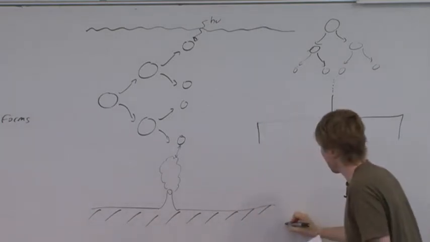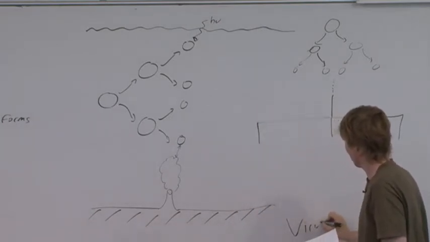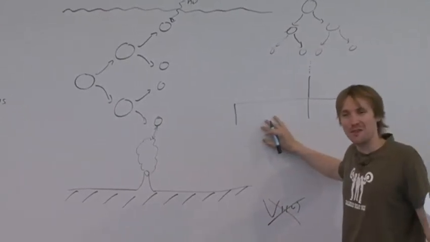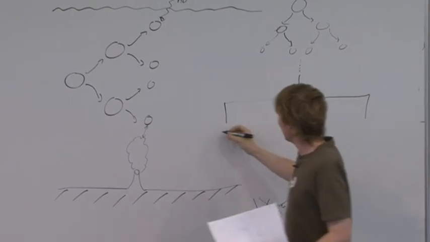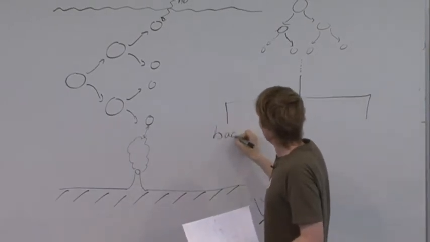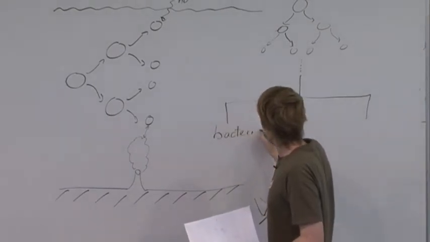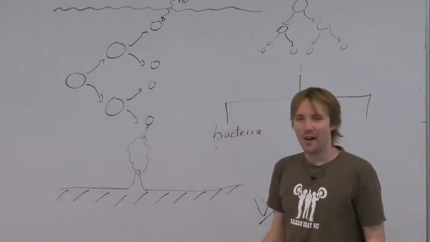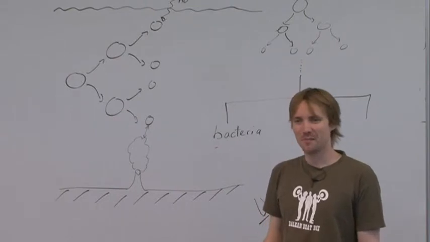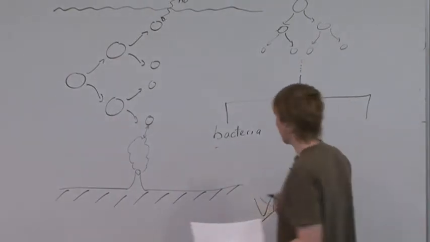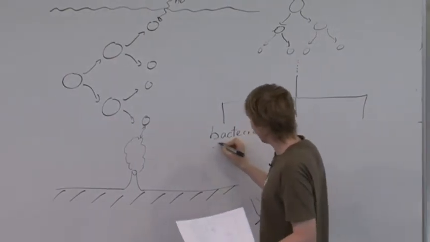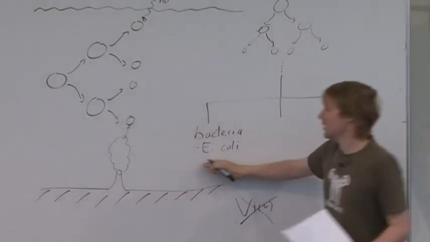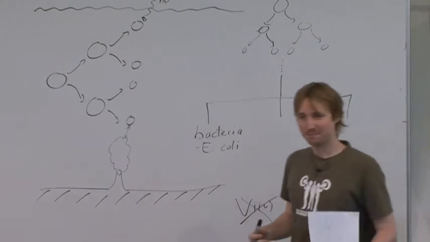Let's write it here. So except for viruses, you can put all living things in three buckets. The first bucket is called bacteria. And maybe you know of examples of bacteria. So famous bacteria that biologists really enjoy working with. E. coli, very good. Escherichia coli. So that's bacteria that live in your gut.